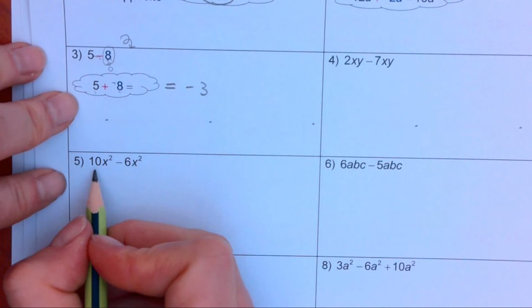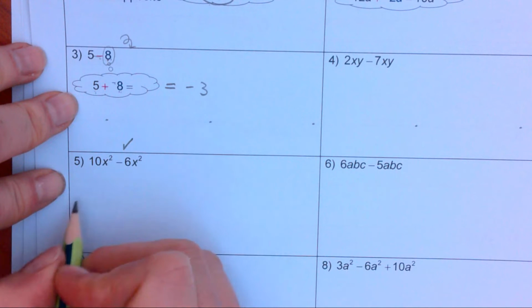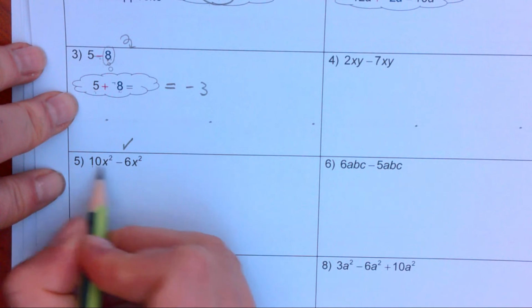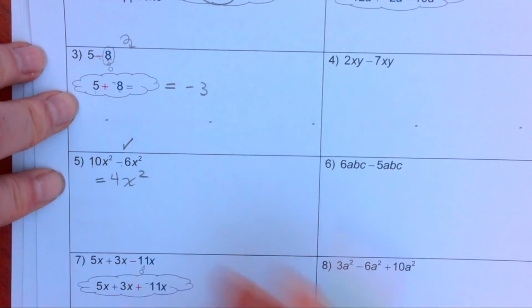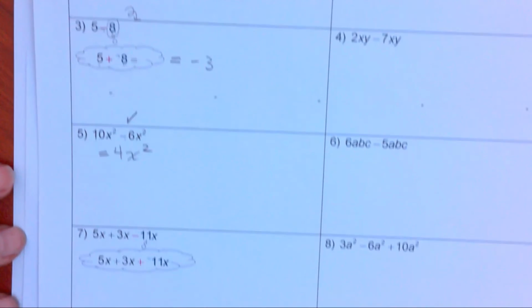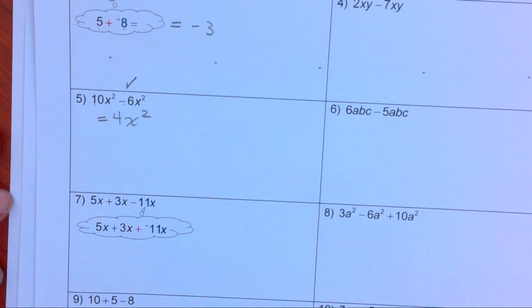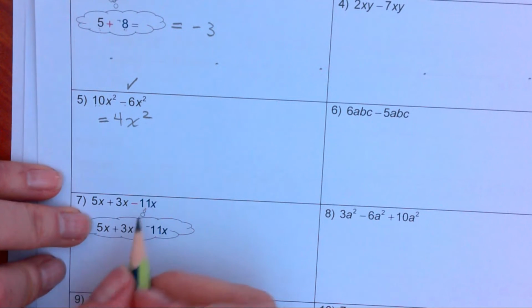Well, this x squared, they are like terms. So I just go 10. I have 10 and I lose 6. So that's 4. I don't have to think anything weird. It's kind of easy-ish, that one. 10 subtract 6.